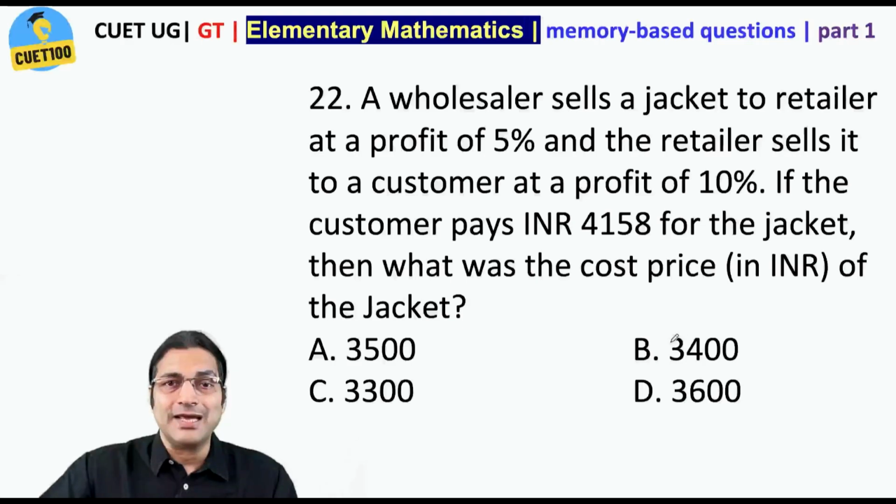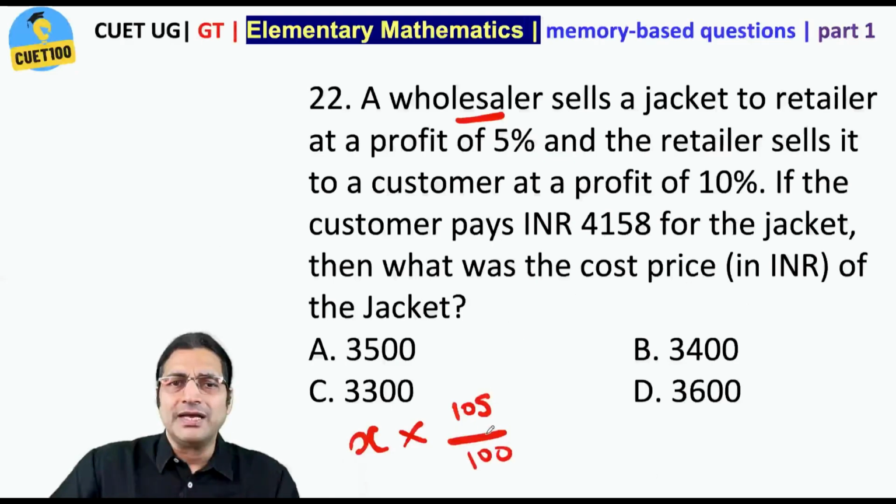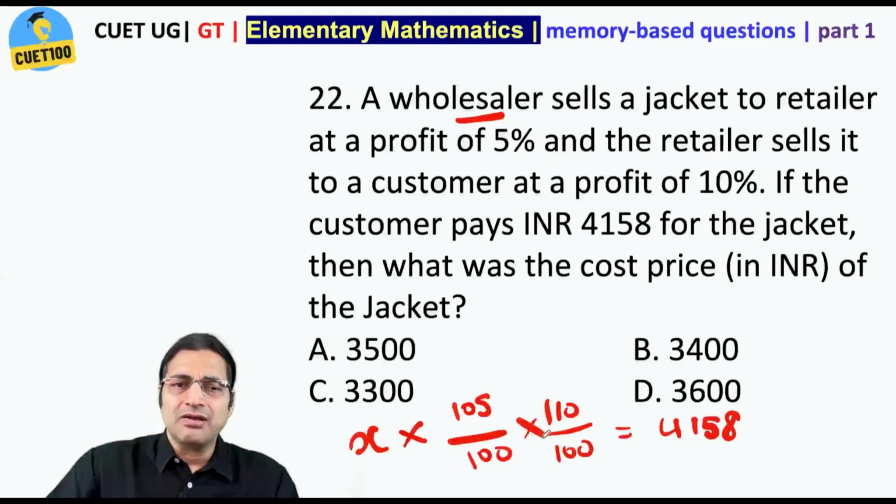Alright. Okay. A wholesaler sells a jacket to a retailer at a profit of 5%. Age old question. Okay. X into 5% profit means 105 divided by 100. Okay. And then the retailer sells it to a customer at a profit of 10%. So, into 110 divided by 100, and this is 4158.